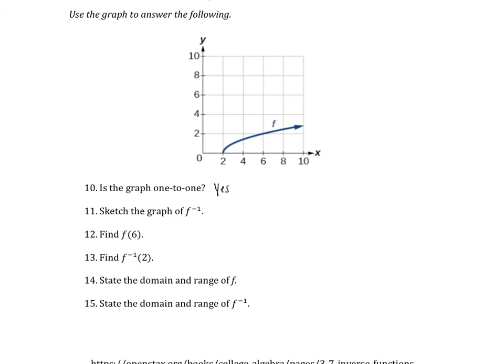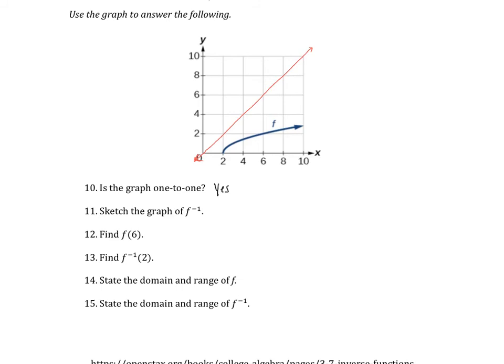So now we want to sketch the graph of f inverse. I am going to draw my little identity line here. So this is going to be the line it reflects across. So it should be a mirror image. If you fold this graph diagonally up along that line, it should look the same. Well, it should look like a mirror image, not the same.